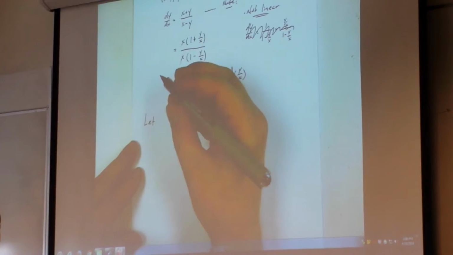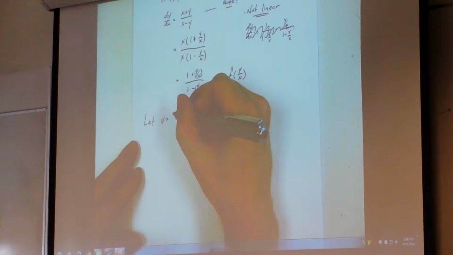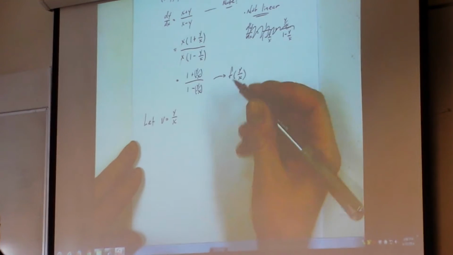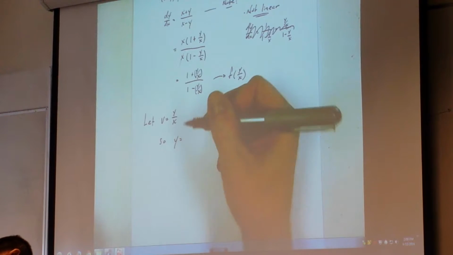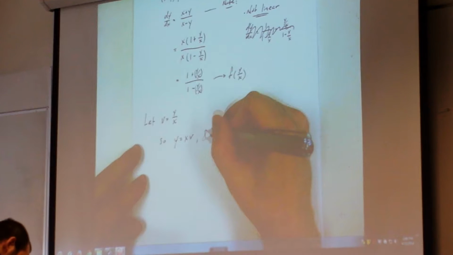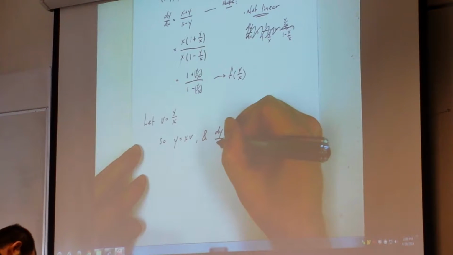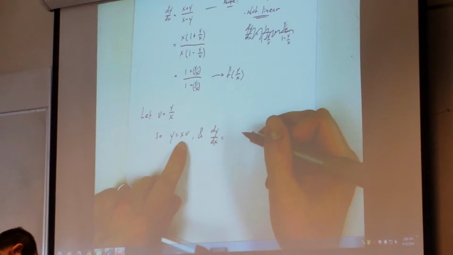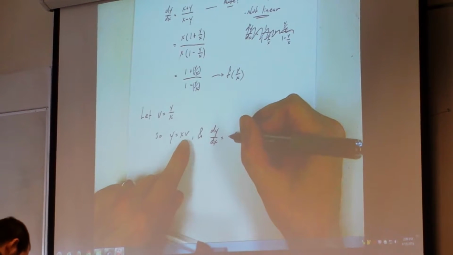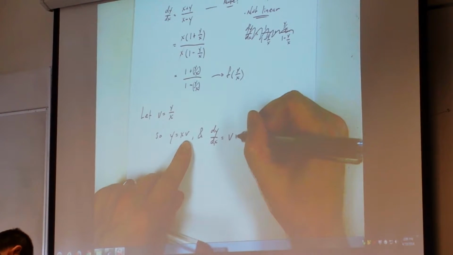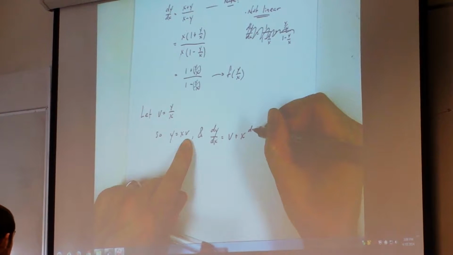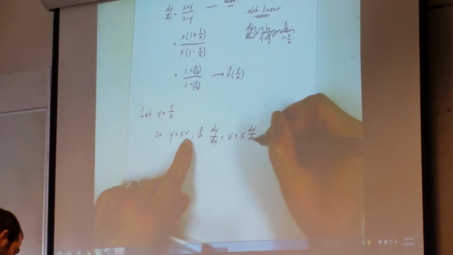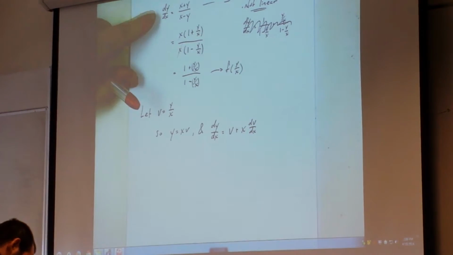It's a change of variable technique. V equals y over x. Okay? So y is just x times v, and this will be the same every time. And dy dx, using the product rule, derivative of the first times the second with respect to x, will be v plus first times the derivative of the second with respect to x, dv dx. Okay, and we substitute that in where I see dy dx.